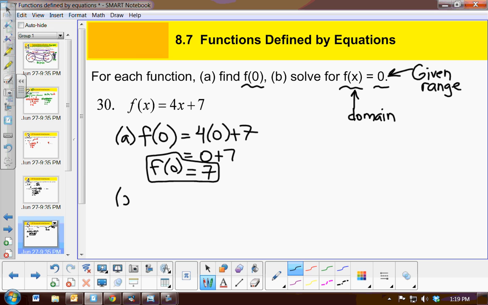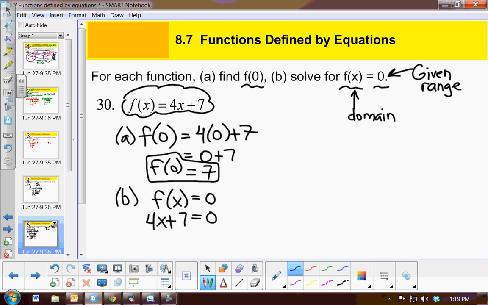Now part B says, well, when your function is equal to 0. So f of x is equal to 0. Well, we're told that if we look up here, f of x is 4x plus 7. So when 4x plus 7 equals 0, can you find the value for x? Sure you can. We're going to use the subtraction property of equality and subtract 7.